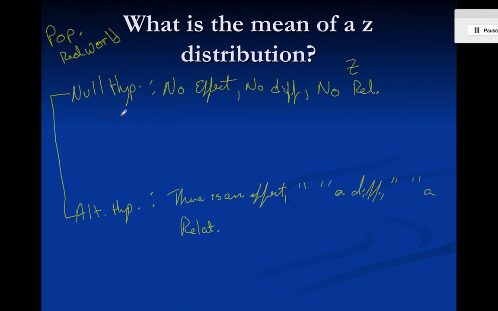In other words, when I collect data in a research study and I come to a conclusion at the end of that research study, there's only two possible answers that I can have. If I'm comparing groups, I'm going to say there's no difference or there is a difference. Those are my only two options. If I'm looking at relationships, there's no relationship, there is a relationship. Those are the only possible outcomes that may exist, okay, out there in the real world.